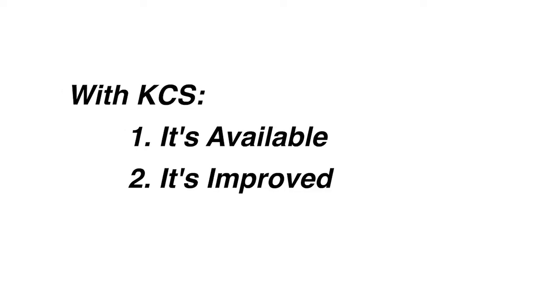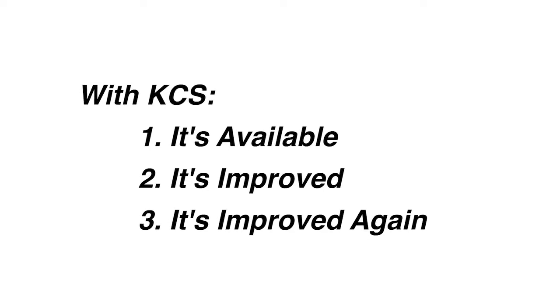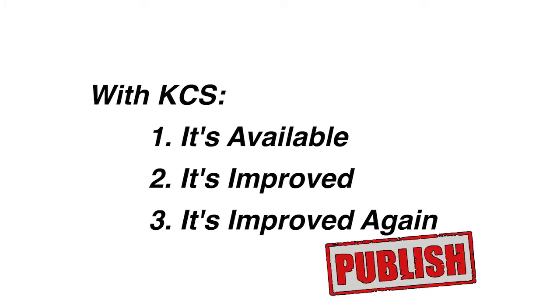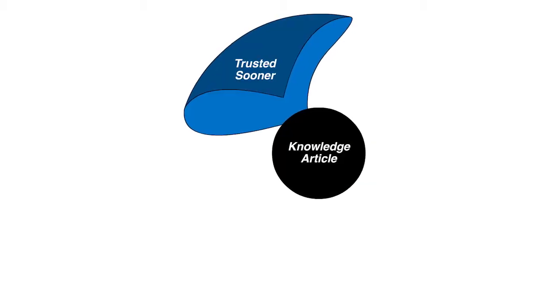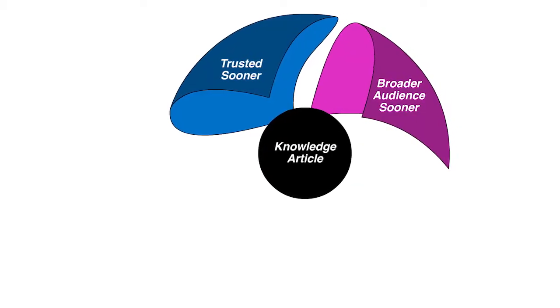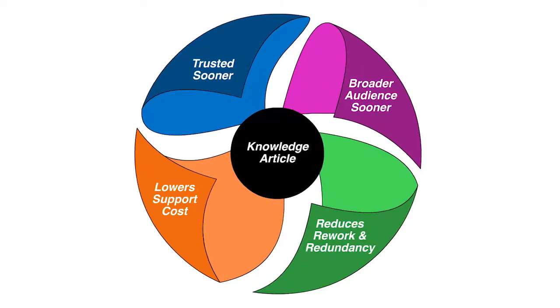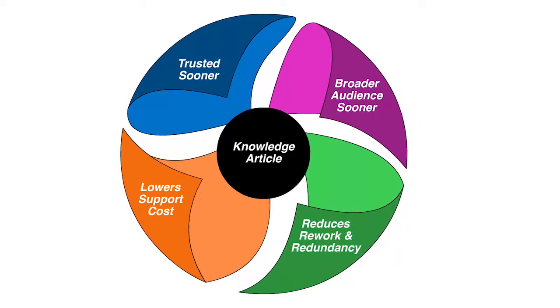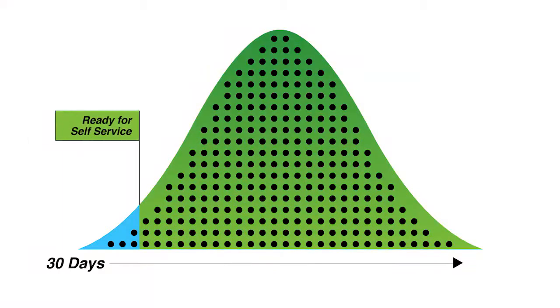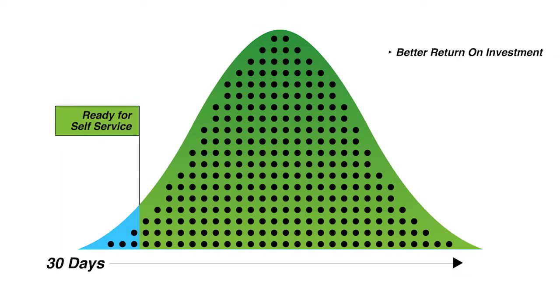So within KCS, it's 1, available, 2, it expands, it's improved, and 3, it's improved again, and now we can publish to our customers. So our trusted knowledge is trusted much sooner, it gets to a broader audience sooner, and it does lower the cost of support. We get rid of any rework or redundancy, and we also have control over what's out there. We can see it. It also means the sooner we can have it available for self-service. So therefore, we have a much better return on our investment.